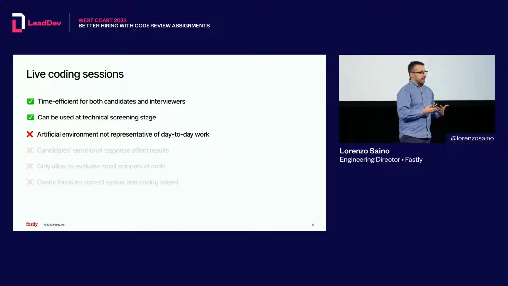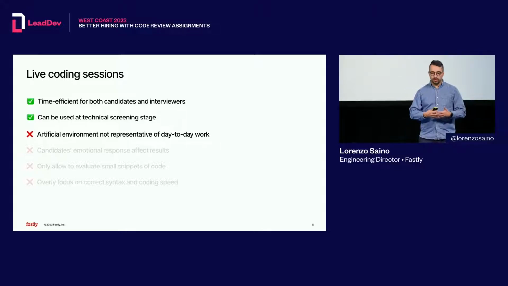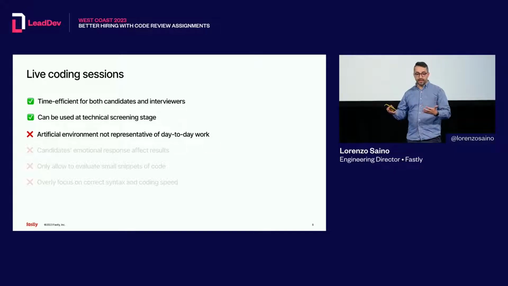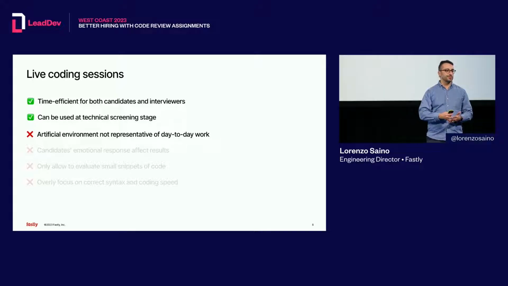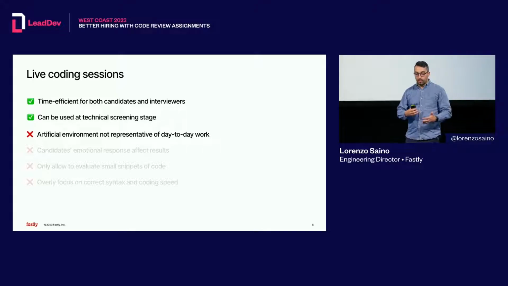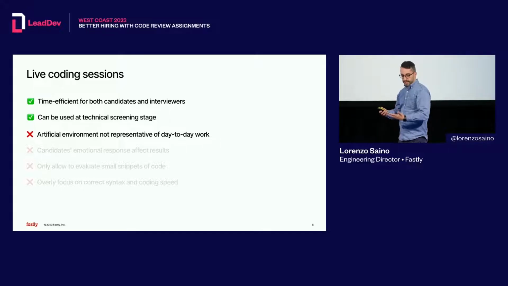I think the main challenge of live coding sessions is that they evaluate the candidates under a really artificial environment that is not representative of the day-to-day work of a software engineer. So normally during live coding sessions, candidates don't have access to reference material. They cannot use search engines. Sometimes they cannot use their favorite editor. And sometimes they cannot even use a computer at all. They are forced to do the assignments on a whiteboard, which is not reflective of how the normal day-to-day job of a software engineer is.